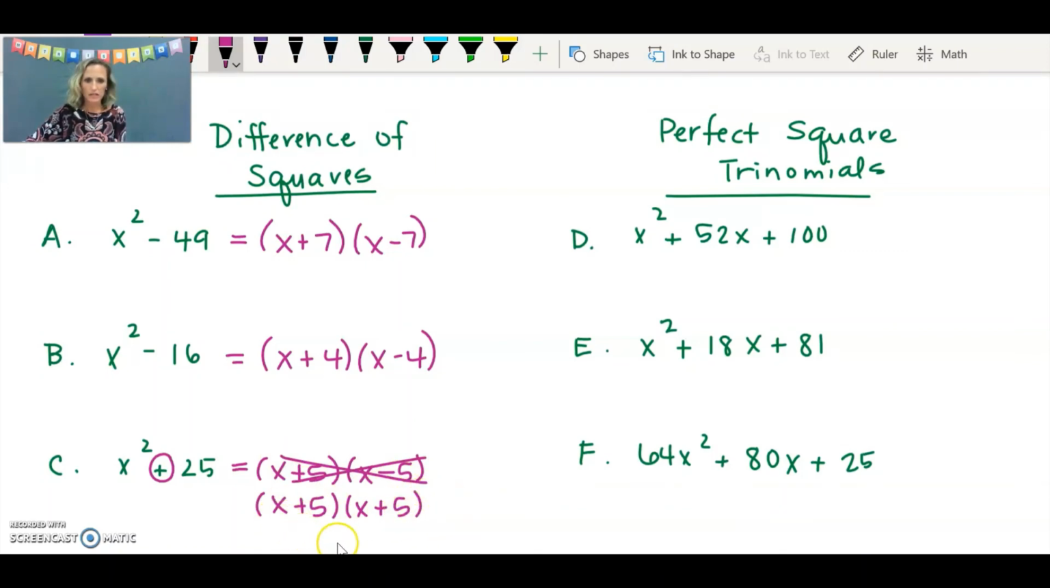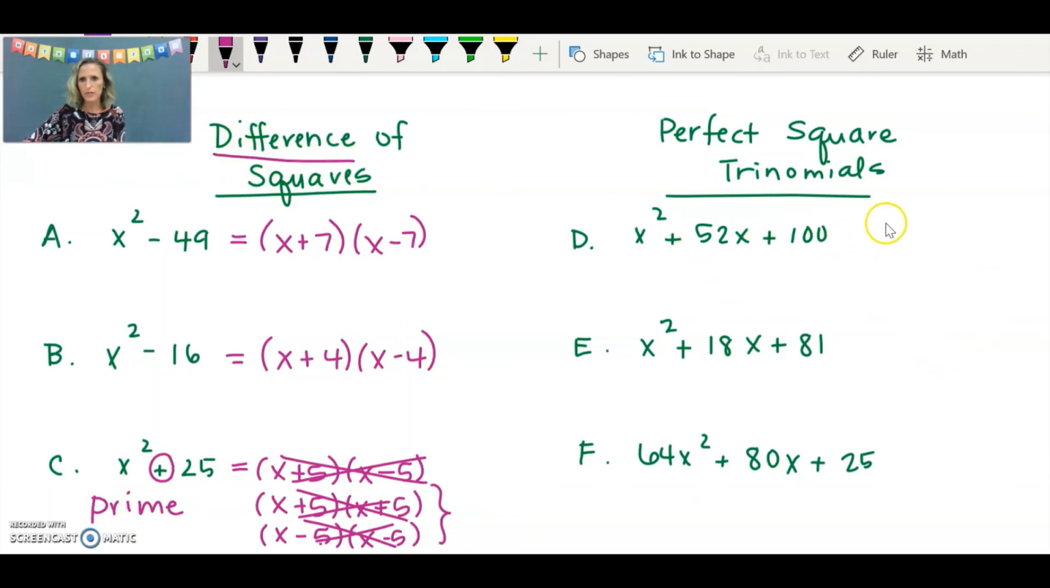What if I do positive 5 and positive 5? Then I would get 5x on the outside, and 5x on the inside, and that would add up to 10x in the middle. And the same thing if I had two of these with the same negative sign. Both of these would create perfect square trinomials, so these will not work either. So this sum of two squares cannot be factored. So this is prime. It has to be a difference of squares in order to be factored.